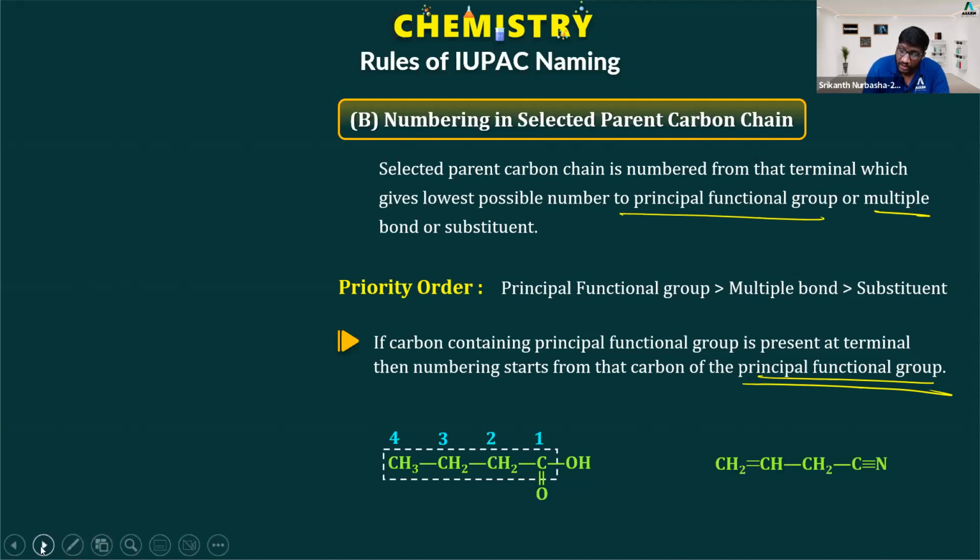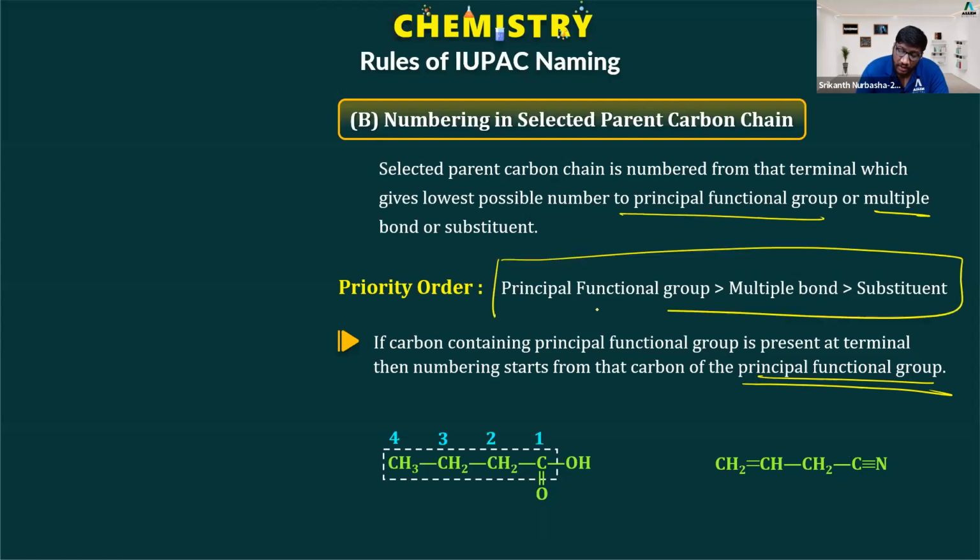CH2 double bond CH, CH2, C triple bond N. Yes or no? So you have a multiple bond there. CN is the principal functional group. You have to give numbering from the multiple bond or from the principal functional group. Principal functional group is given the highest priority. So you have to give numbering always from the principal functional group. So 1, 2, 3, 4. That is the correct number.